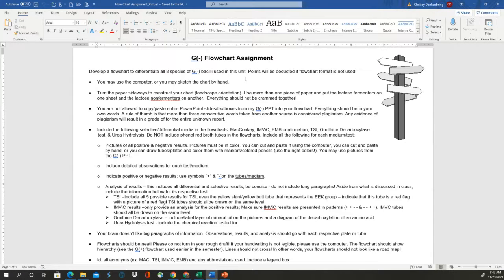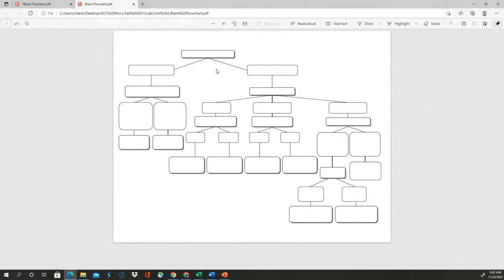Now, I'm hesitant with that in a virtual setting because will I be able to see all the detail in a picture? Because what I want to reiterate is that you can turn your paper sideways and use more than one piece of paper, right? Put the fermenters on one and the non-fermenters on another. And while you can do that, you have to make sure that I am able to clearly tell what test or media differentiated them.